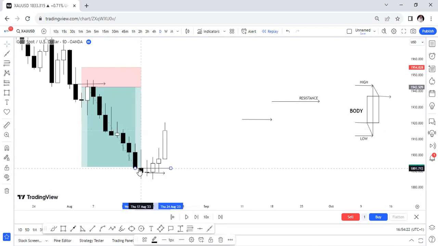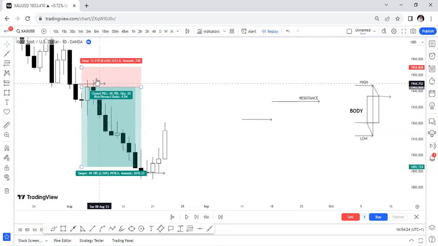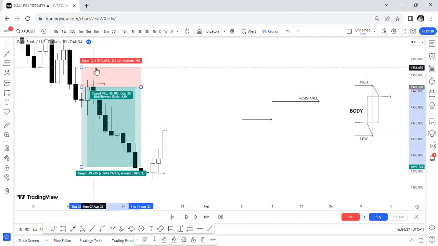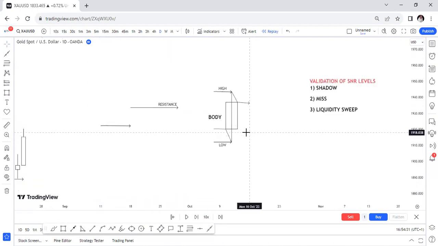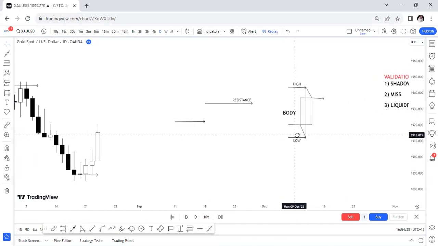Enough, people. So that's how to trade using your wick to validate an entry. You use the wick to validate a touch of SNR before you enter a trade.